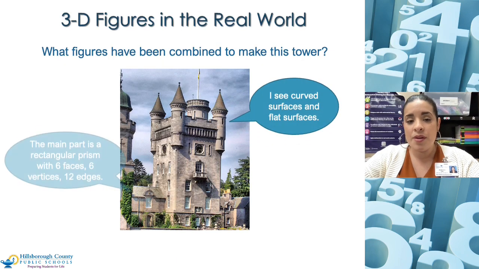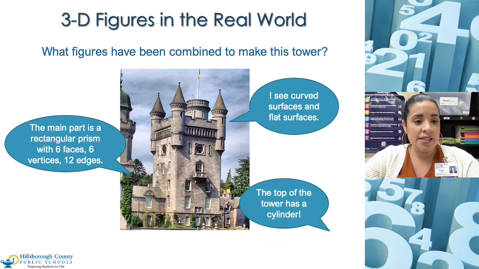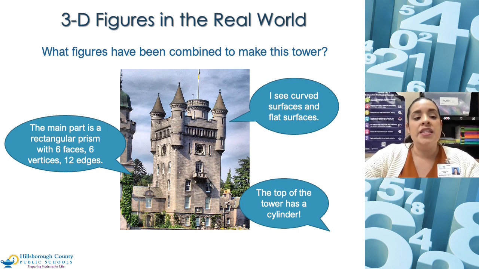And lastly, we want to make sure that we're exposing students to recognizing 3D figures in real-world models and objects. Here, students could identify the cylinder or rectangular prism or cone that make up this tower. But remember, we also want to make sure that they are discussing the 6 faces, 6 vertices, 12 edges. That's how I know it's a rectangular prism.